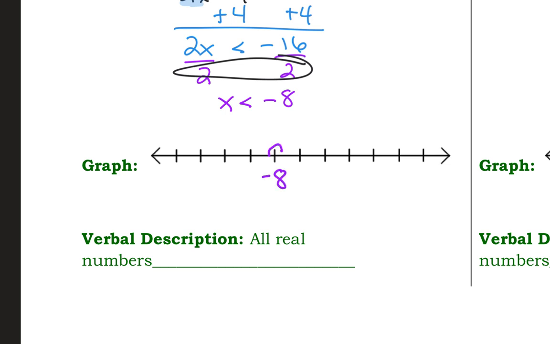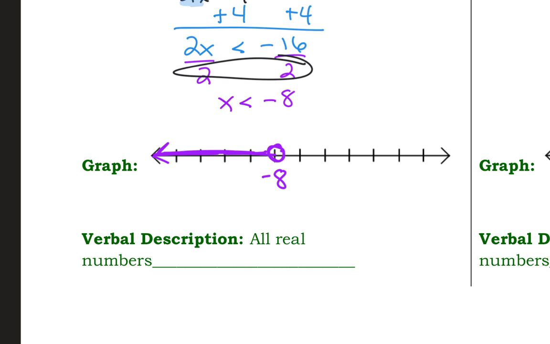And you're going to make your circle. Should that circle be open or closed? Open. Good. Am I shading to the right or to the left? To the left. All right. You can follow your arrow if your X is on the left. Only if X is on the left. If not, you read it. X is less than negative 8. Where are my numbers less than negative 8 or smaller than negative 8? Are they on the left or the right? On the left side. Should still be shading to the left.